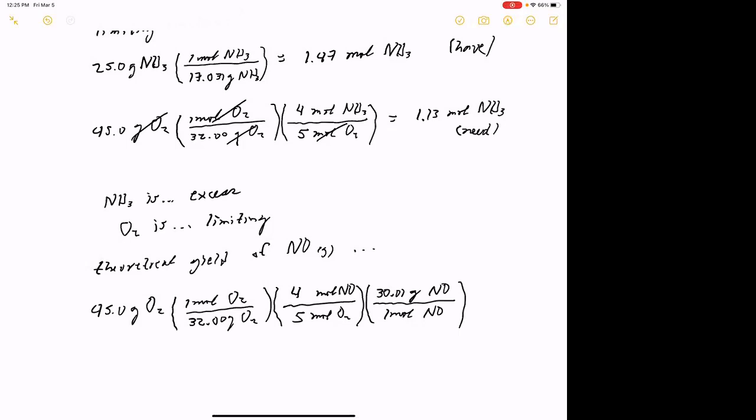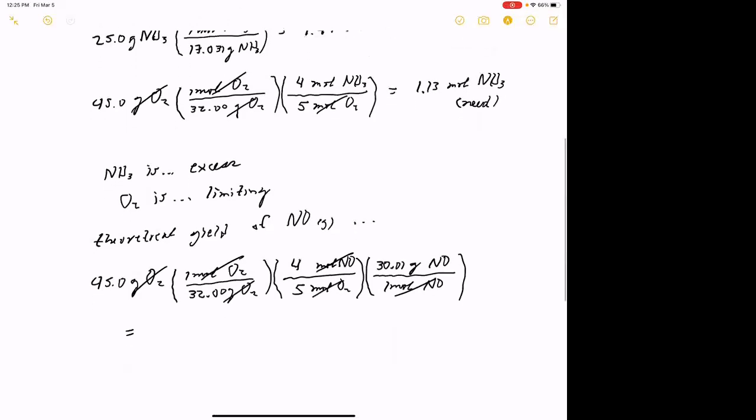So that should take us where we need to be. Let's just double check. Grams of O2 cancel with grams of O2, moles of O2 with moles of O2, moles of NO with moles of NO. I'm left with grams of NO. That's what I want. Looks like I'm going to be good to 3 sig figs there. And when I work it out, I get 33.8 grams of my NO or nitrogen monoxide that I'm going to make.